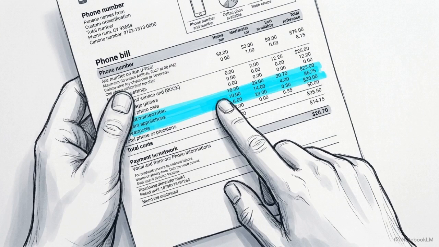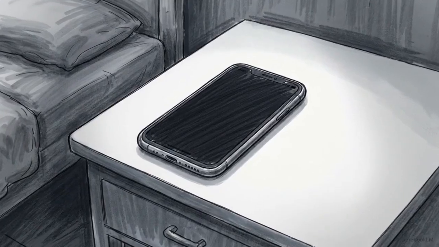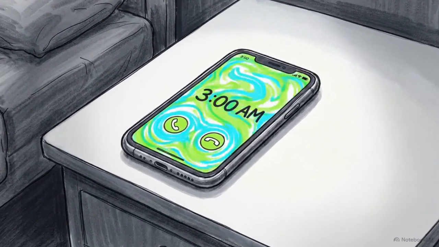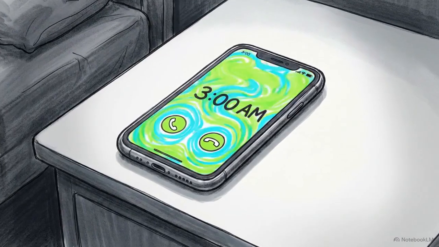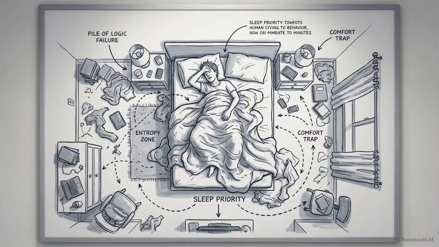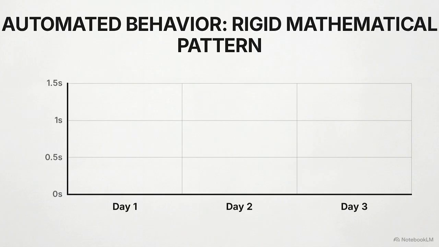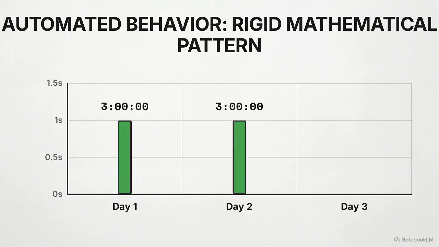Imagine opening up your phone bill and spotting something strange. Right there, in the logs, is an unknown number making a call lasting exactly 1 second every single day, right at 3 a.m. You'd know immediately that something was wrong. Humans are messy and unpredictable. A person doesn't wake up at the exact same minute every night to make a 1-second call. That pattern is rigid, mathematical, and clearly automated.